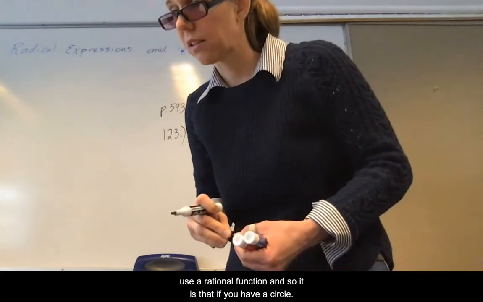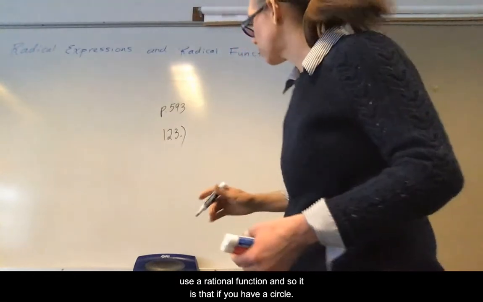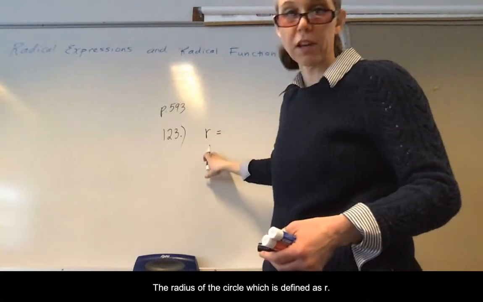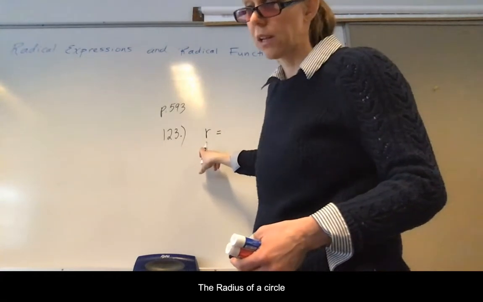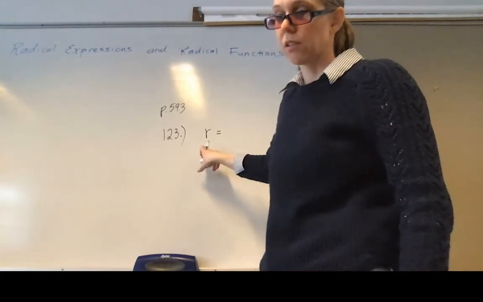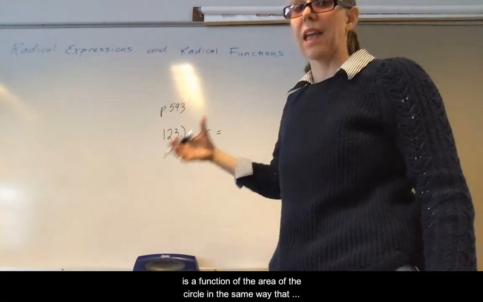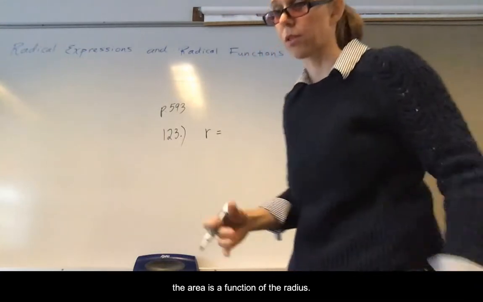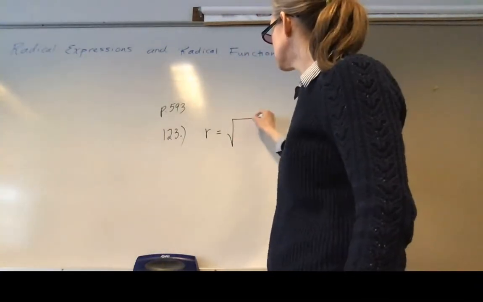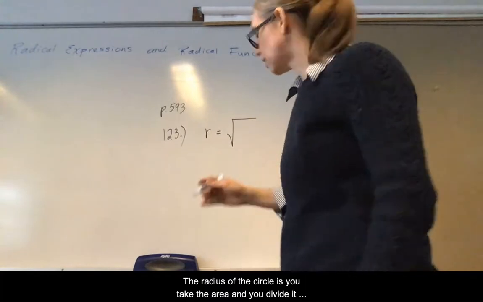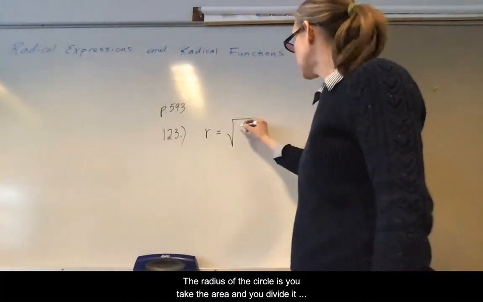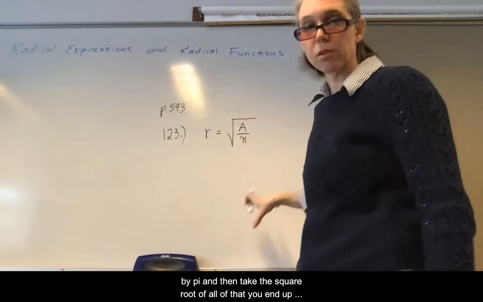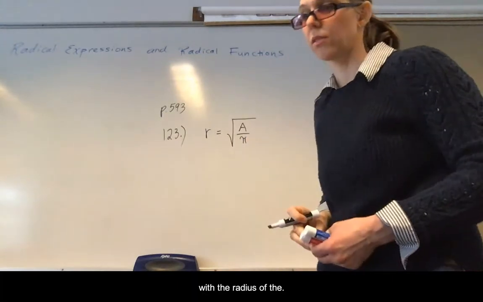And so the idea is that if you have a circle, the radius of the circle, which is defined as r, the radius of a circle is a function of the area of the circle, in the same way that the area is a function of the radius. It can go back and forth. So the radius of the circle is, if you take the area and you divide it by pi, and then take the square root of all of that, you end up with the radius of the circle.